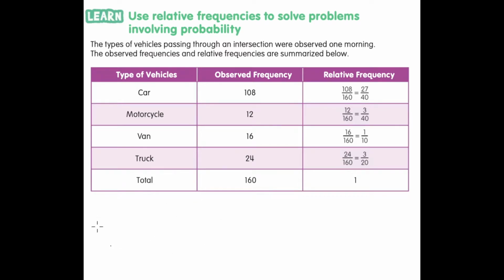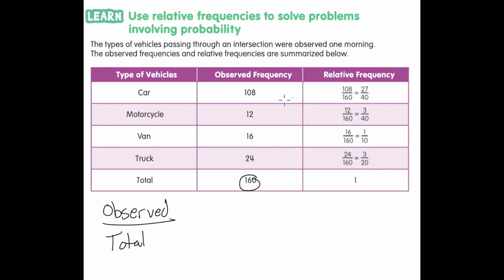In this lesson, we're going to review relative frequency, and we'll be looking at theoretical and experimental probability as well. Again, relative frequency is the ratio of observed outcomes over total outcomes. In this example chart here, we are showing the amount of vehicles that pass through an intersection. There are 160 total vehicles that pass through that intersection. Of that 160, 108 were cars, 12 motorcycles, 16 vans, and 24 trucks.